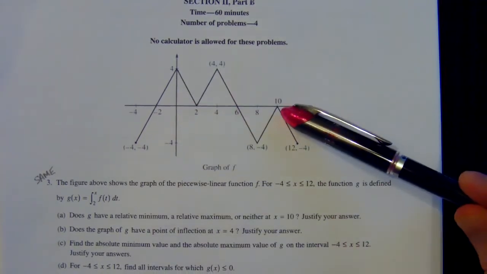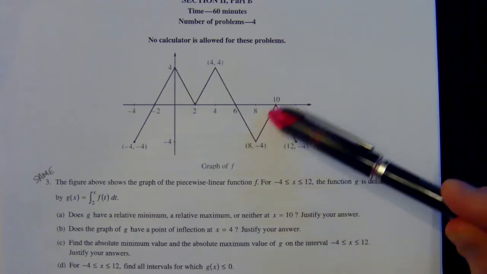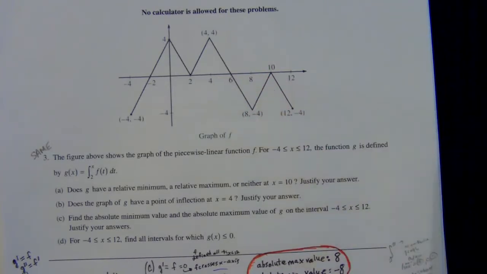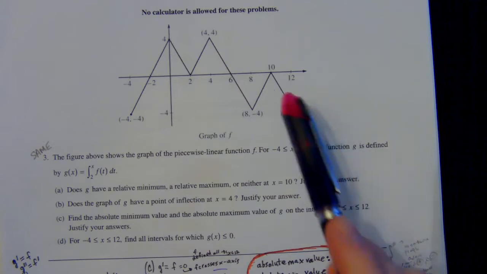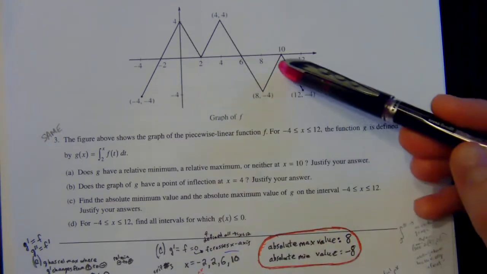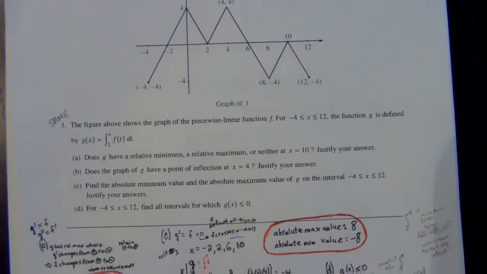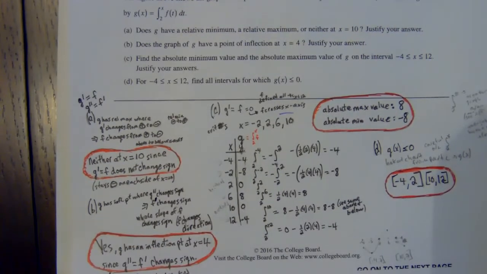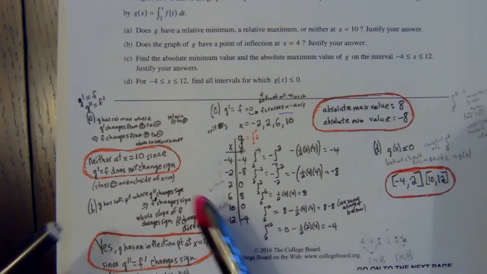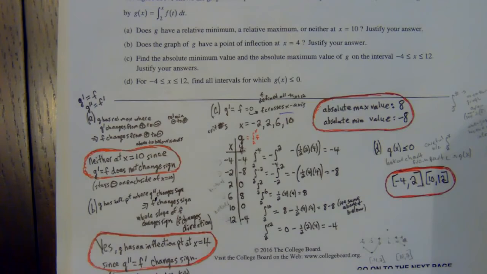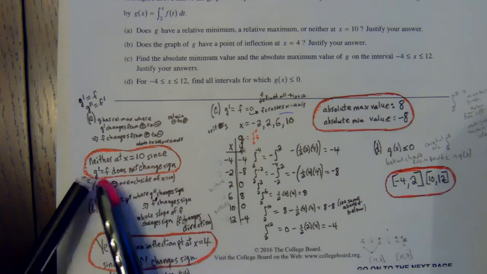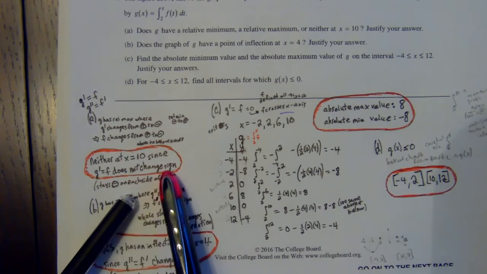But at x equals 10, this graph doesn't change sign. F is negative here, F is negative here, and F is G prime. So that means G prime is negative here, G prime is negative here. If you made yourself an x, y, y prime chart and you had x equals 10 down there and your derivative was equal to 0, to the left and to the right of it, you would have a negative and a negative. So your function stays decreasing, not a max or a min, because the derivative does not change sign. I kind of jotted some stuff down for myself just to remind myself what makes something a max versus a min. But it's neither at x equals 10, since G prime equals f does not change sign right there.